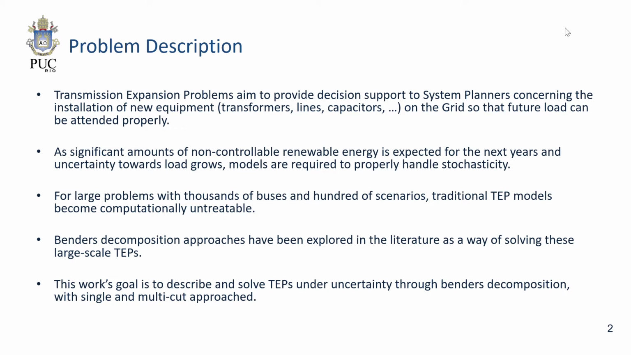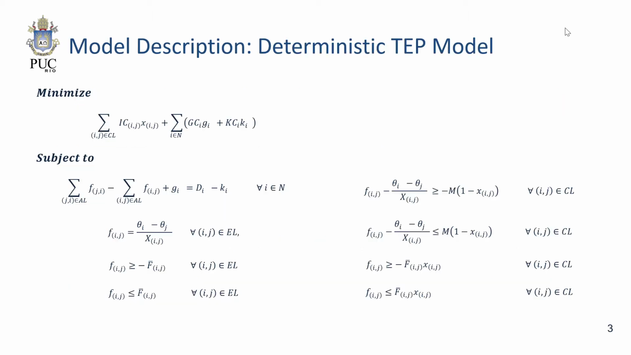For large problems with thousands of buses and hundreds of scenarios, the traditional TEP models become computationally untreatable. Therefore, we are going to use Benders decomposition that has resources to solve large-scale problems such as this one under uncertainty. So what we want to do here is to use Benders and compare single cuts and multi-cuts and see the impact on performance and solution in general.